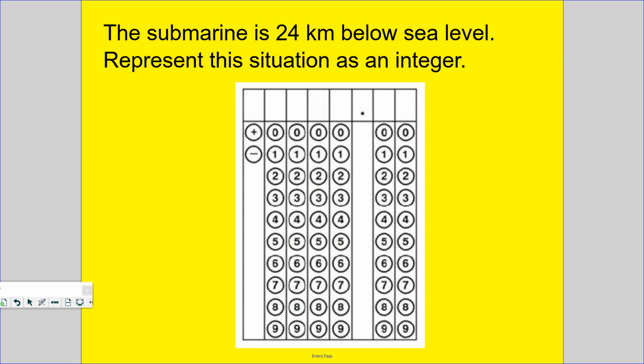Our last one is, the submarine is 24 kilometers below the sea level. Represent the situation as an integer. How would you represent 24 kilometers below the sea? Well, if sea level is 0, below means negative 24. So I bubble in the negative sign, the 2, and the 4. If you put the 2 and the 4 in the digits behind the decimal point right here, then it'll be 0.24. We're looking for negative 24 kilometers. So this is a study of integers and graphing.